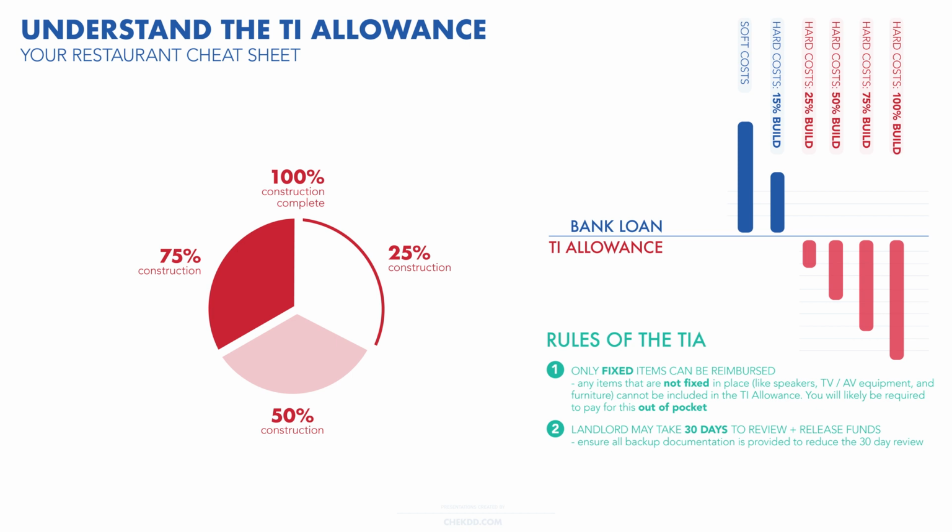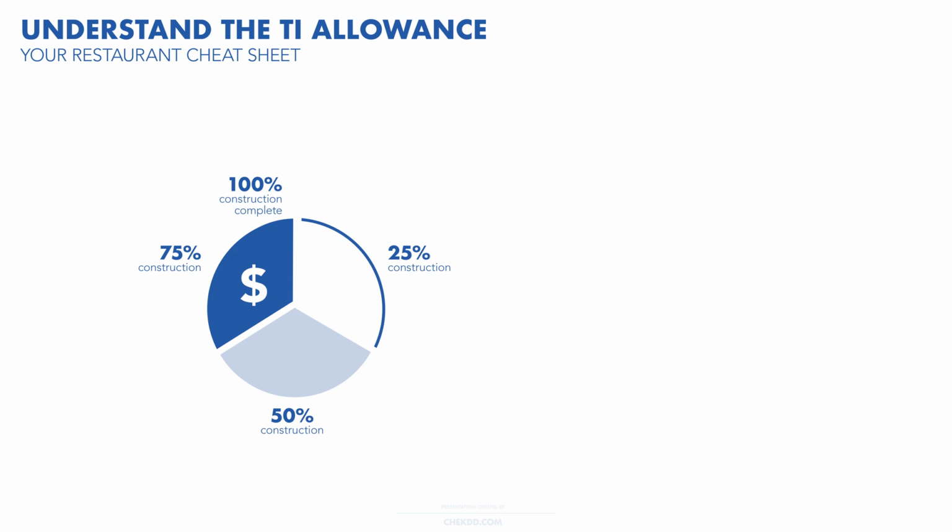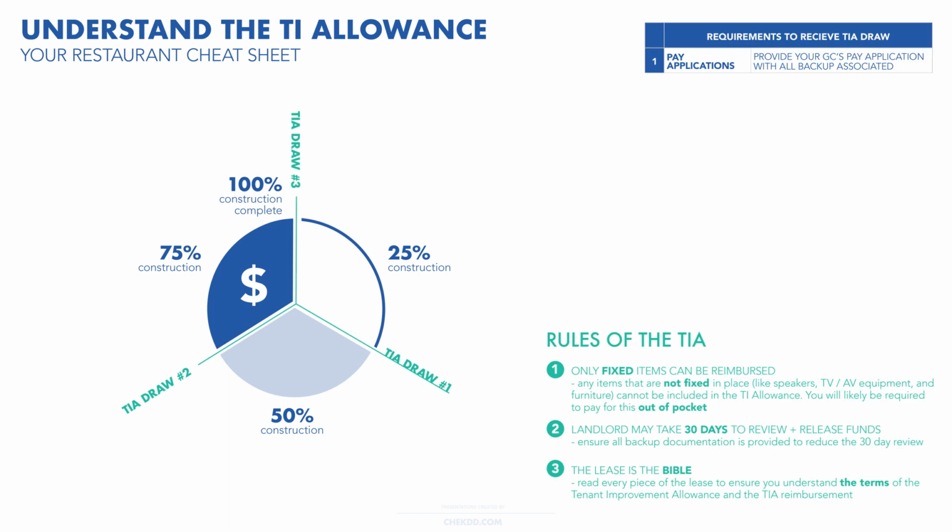It's essential to understand that the lease agreement governs all aspects of the tenancy, serving as the definitive guide. Any overlooked or omitted details in the lease cannot be rectified retroactively. Regarding the TI allowance, disbursements typically occur at specific construction milestones, 25%, 50%, and 75% completion, with the final draw at 100% completion. It's imperative to adhere to these guidelines to access the allocated funds.